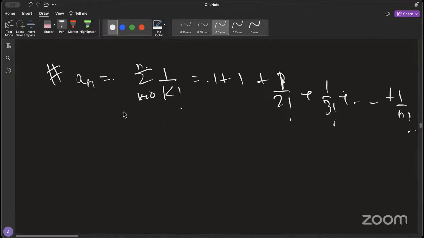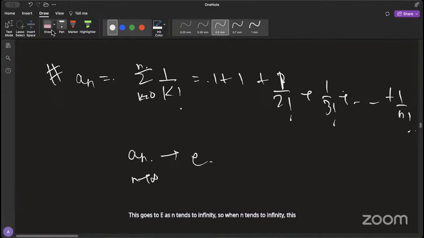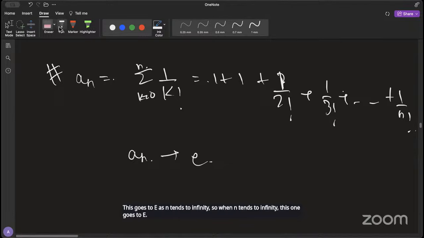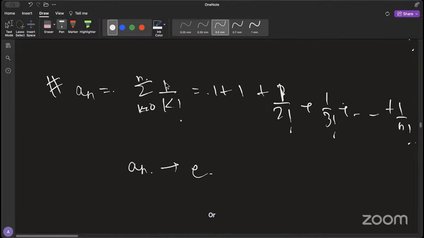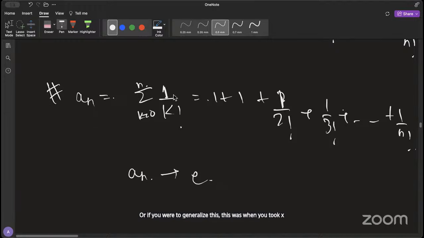If you take this sequence, then the limit of this, a_n, you have to remember these limits. So I'm writing this for you to remember. This goes to 1 to e to the power 1, or you can simply write this as e. This goes to e as n tends to infinity. Or if you were to generalize this, this was when you took x equals 1.